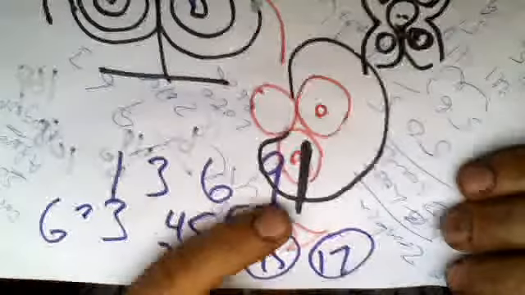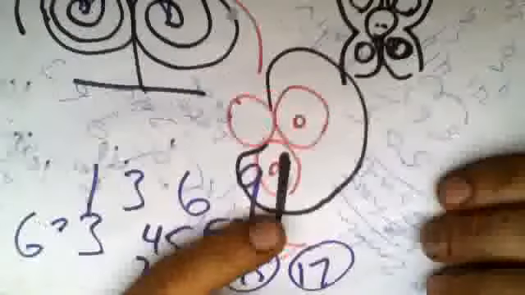So when I showed you this over here, okay, what's the next number after 9? 1. I'm going to show you how. I'm going to show you how real quick. Okay, 1, 2, 3, 4, 5, 6, 7, 8, 9.